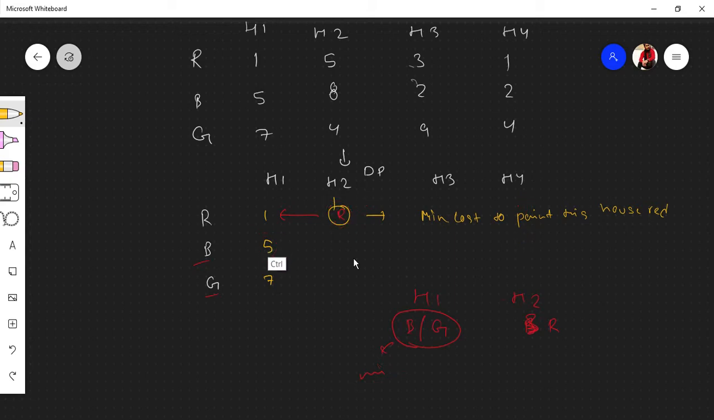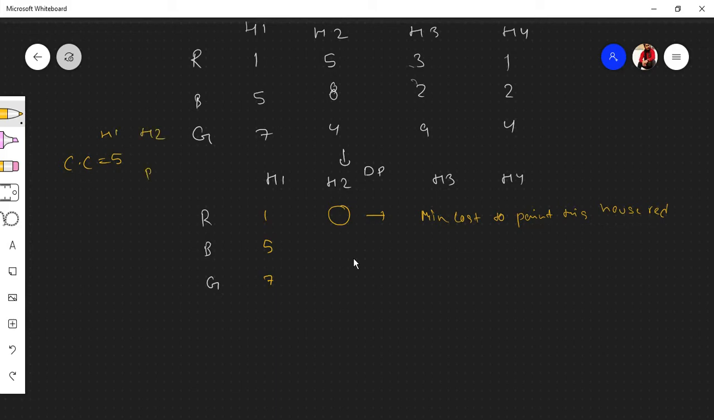So just look at this, what option do we have of painting blue and green. Like this house we have two options, either painted blue or green. Which one will we prefer? We'll prefer 5 because it's less. So my current cost is 5 for painting house 1. Now I am on house 2.